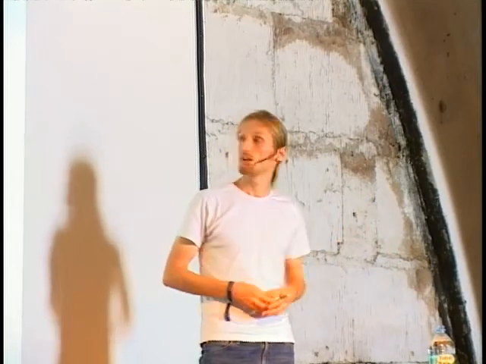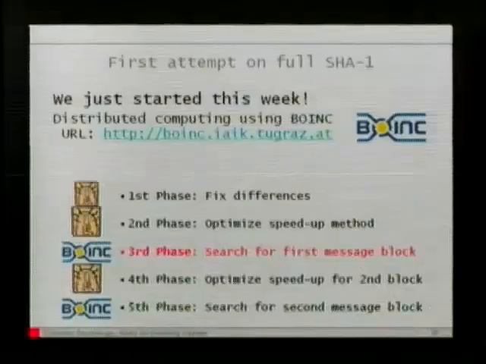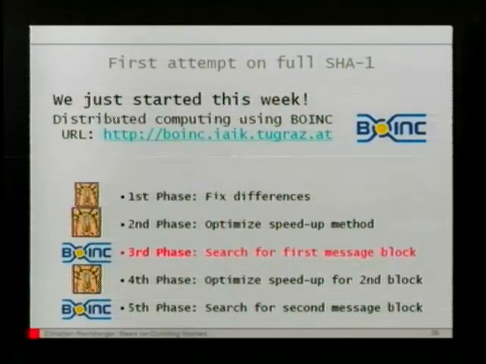So let me ask you, who has heard of BOINC? A few guys? Right. Who has heard of SETI at home or folding at home, these projects? Yes, some more. SETI at home is using BOINC. That's a distributed computing framework developed by some guys at Berkeley. So we are using this framework and sending out work packages.